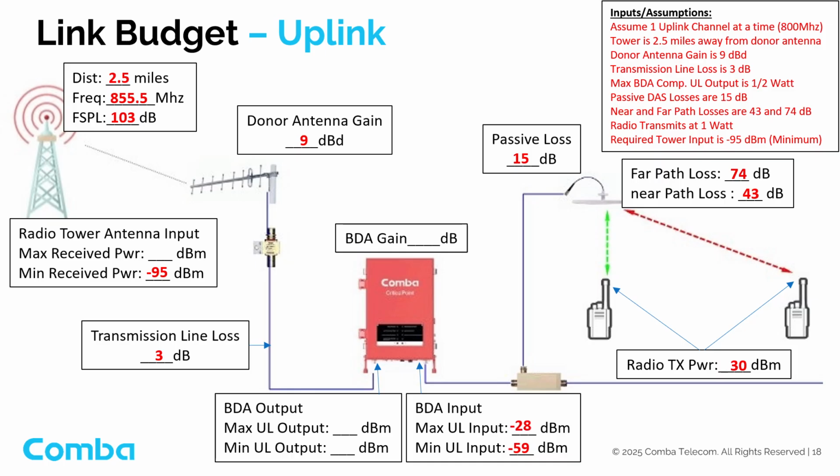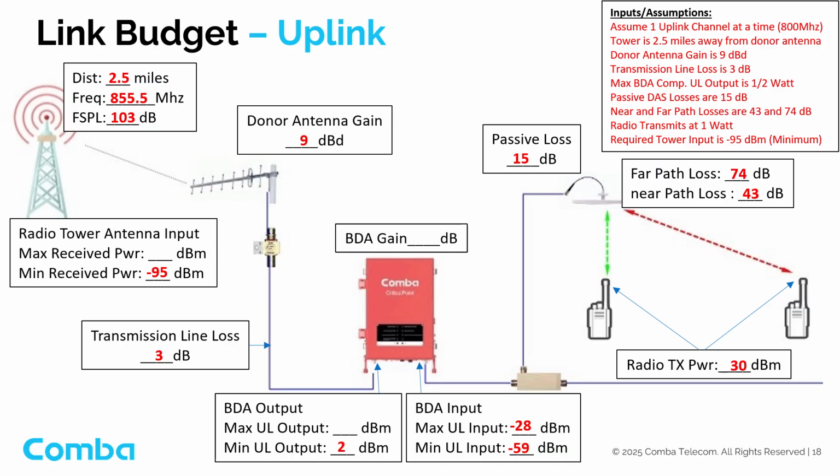Next, because we were given the minimum required radio tower input level of negative 95 dBm, we can calculate the minimum uplink output power from the BDA to reach the tower at that level. We use the formula, the minimum BDA uplink output power is equal to the minimum radio tower received level plus the free space path loss minus the donor antenna gain plus the transmission line loss, which gives us negative 95 dBm plus 103 dB minus 9 dBd plus 3 dB equals positive 2 dBm.